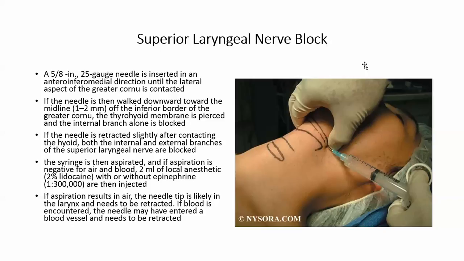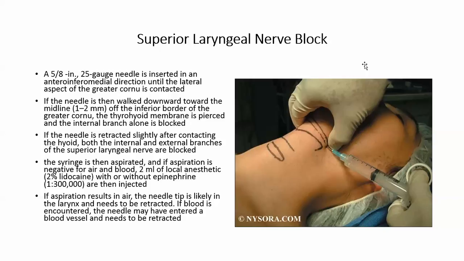The needle is inserted in an anteromedial direction until the lateral aspect of the greater cornu of the hyoid bone is contacted. The needle is then walked downwards towards the midline of the inferior border of the greater cornu. The thyrohyoid membrane is then pierced and the internal branch is blocked.